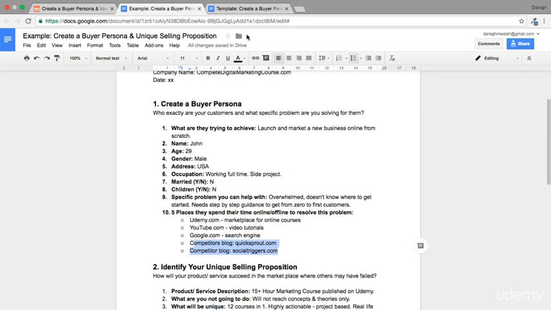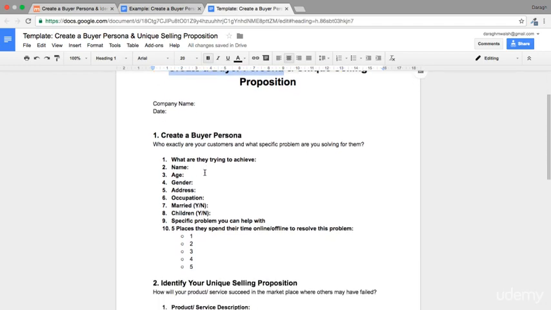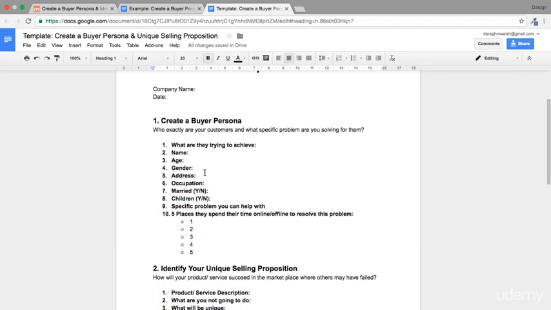So what I would recommend you do is go ahead and fill these out for yourself. Even if you're working for a company and developing a buyer persona on behalf of somebody else, you should have a clear idea about what they are trying to achieve and really who they are.